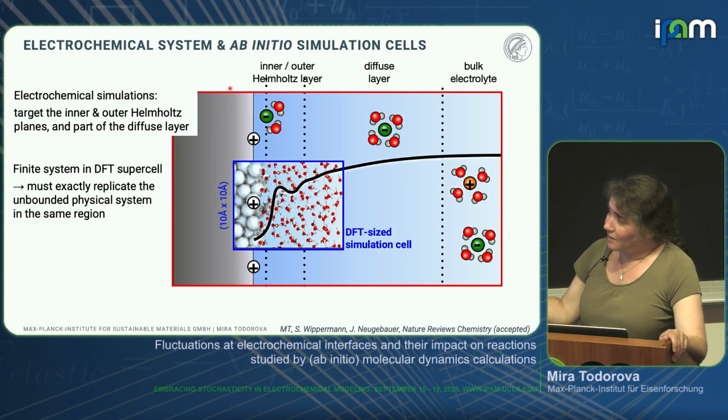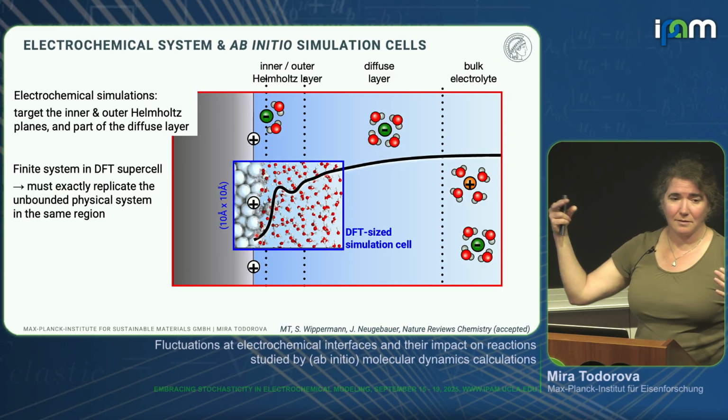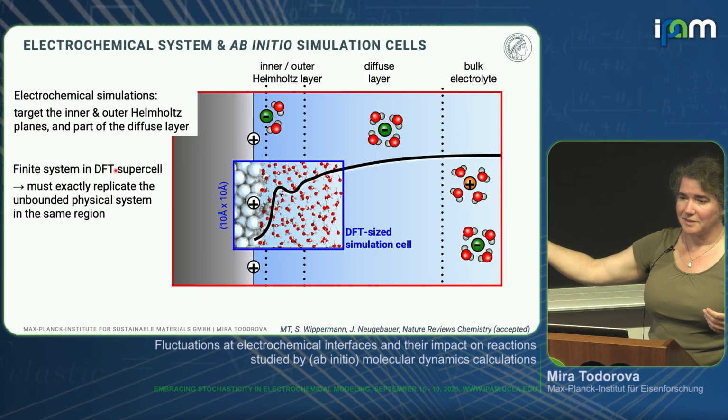So mostly our target is to describe the inner and the outer Helmholtz layer and maybe part of the diffuse layer. But then we would also like that what we have on this side exactly replicates the potential dependence that I would get when I consider the overall system.